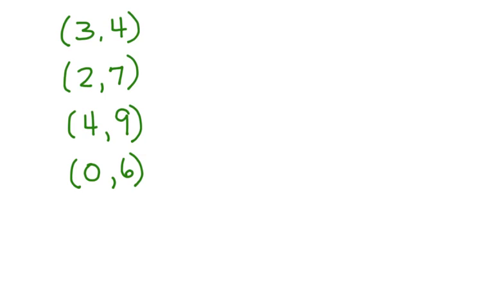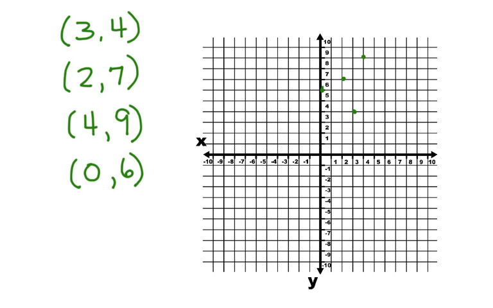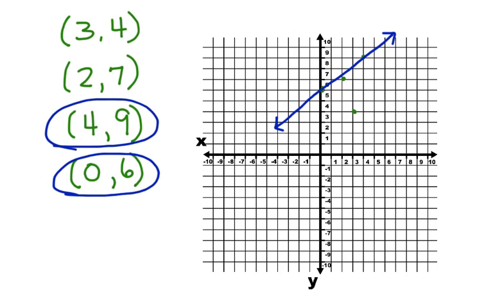Here is a set of ordered pairs. Let's graph these ordered pairs on the coordinate grid and see what our scatter plot looks like. Now let's draw a line of best fit. Notice that by graphing this line, we can show that there are 2 points that are on the line. (0, 6) is on the line, and (4, 9) is on the line.